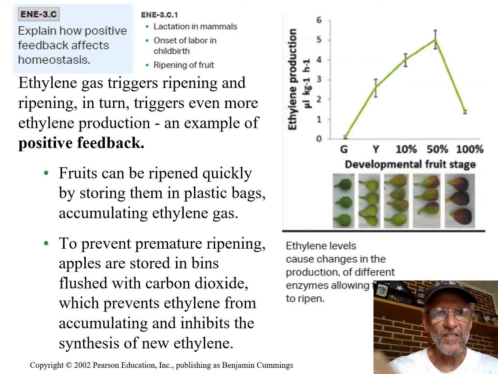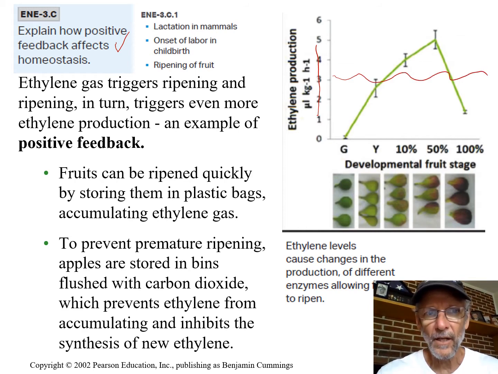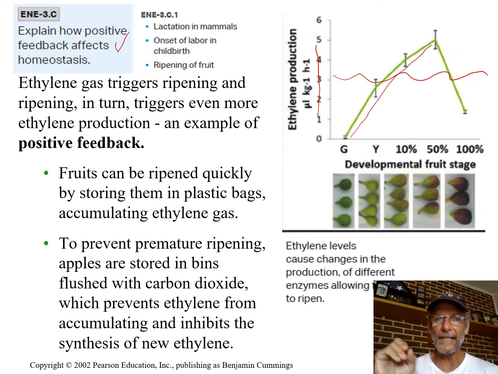Explain how positive feedback affects homeostasis. Homeostasis would be something, whatever's on the y-axis, staying relatively the same, right? Positive feedback is not a homeostatic kind of mechanism. Positive feedback wants some kind of thing to keep going and going and going, right? In this case, fruit ripening. We've talked about this one. We've talked about all these actually, right?